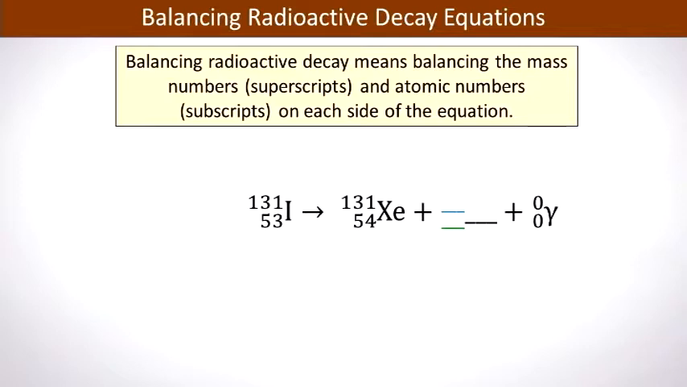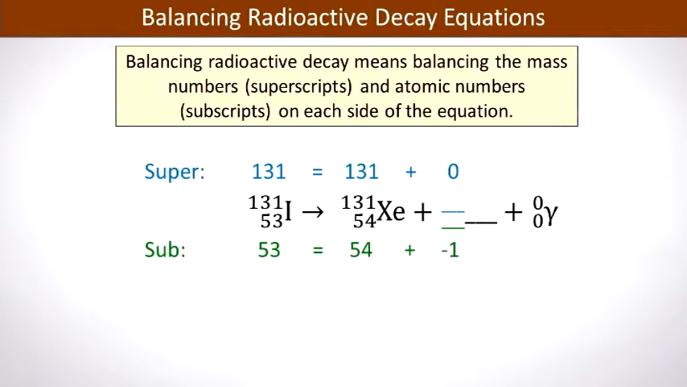Let's practice this with iodine-131, shown here. In this case, we have another unknown particle. If we add the superscripts, we notice that we have 131 for the isotopic value on the left side of the equation. We also have 131 for the isotopic value on the right side of the equation. Therefore, we add a value of 0.